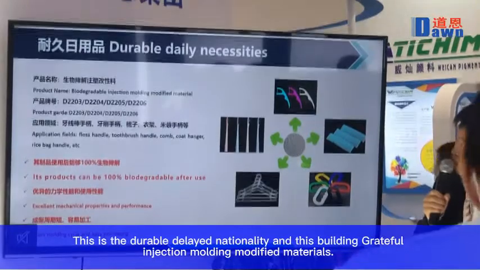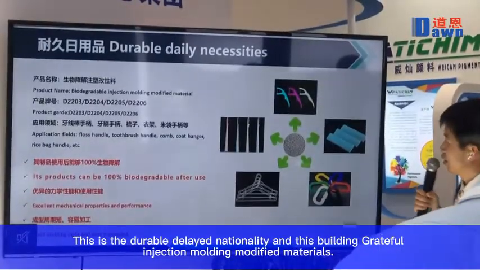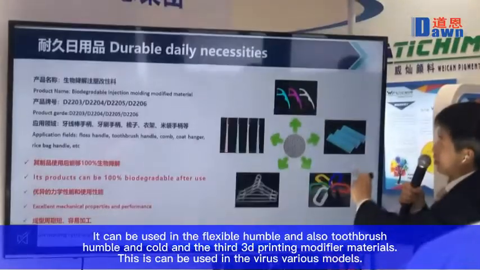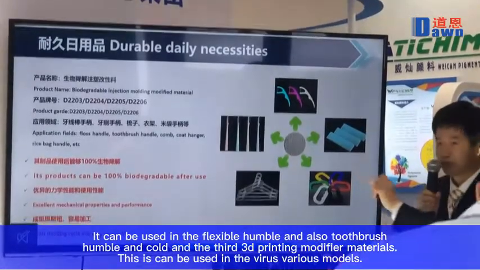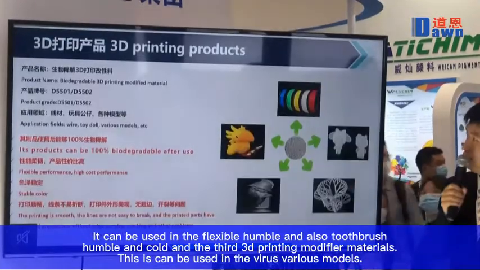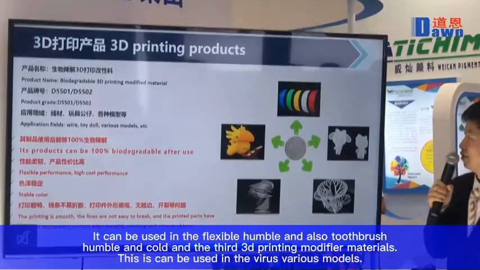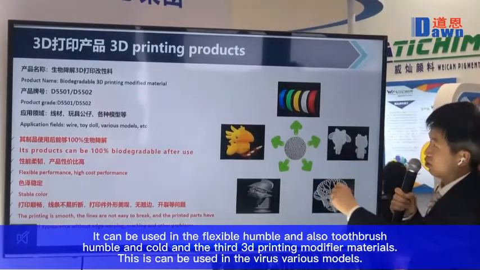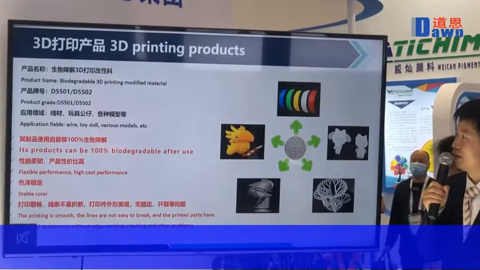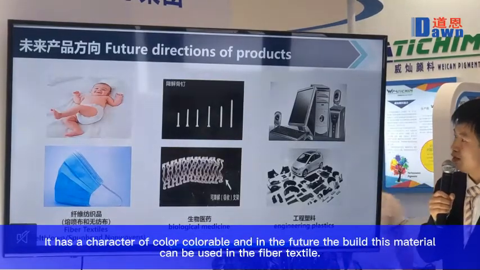This is the durable daily necessity, and this is biodegradable injection molding modified materials. It can be used for flexible handles, toothbrush handles, and combs. And the third is 3D printing modifier materials, which can be used for various models. It has the character of being colorable.